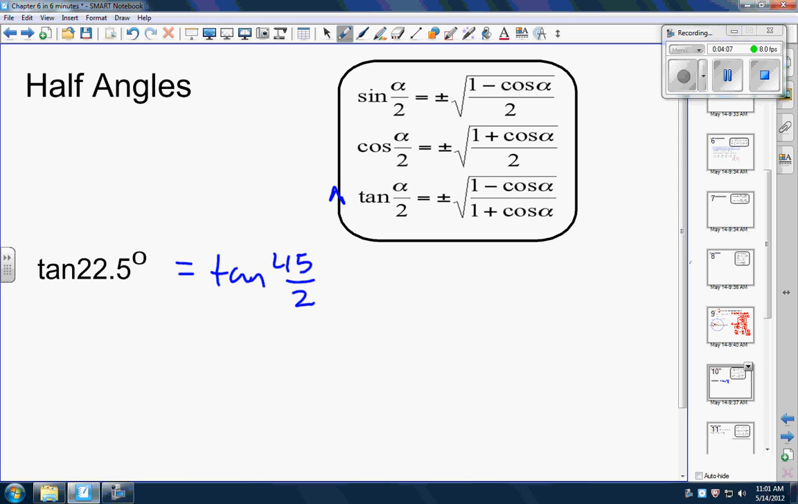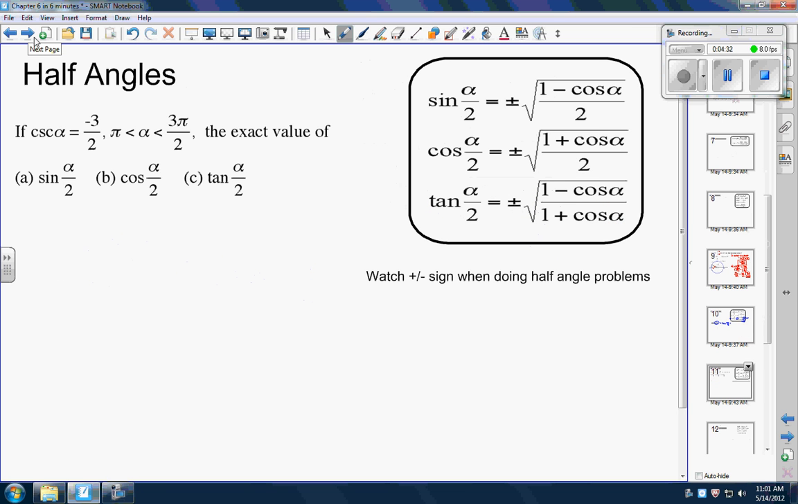So clearly I'm going to use this equation here. Now when you go plug things in, this alpha here is going to be 45 degrees. You don't want to plug in the 22.5 because we have no idea what that is. Okay, so we plug those values in. We would take the positive sign there because 22.5 is in the first quadrant.